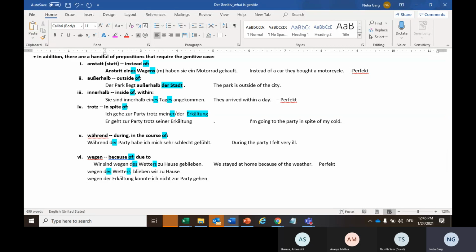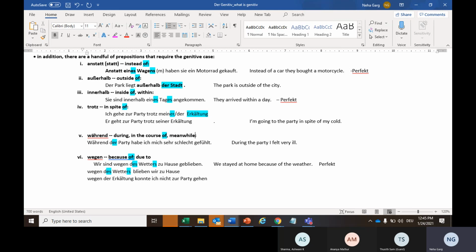Then we have während, which means during or in the course of. In the course of, as in one thing is happening and during that or meanwhile something else is happening. So in the sense of during or meanwhile something is happening, something else happened, or during this I did that, or in the course of this I did that.